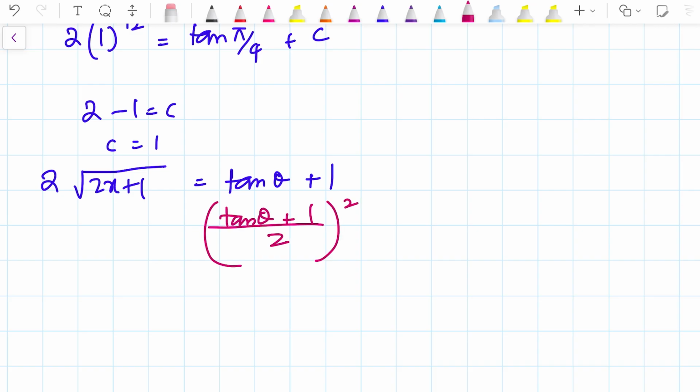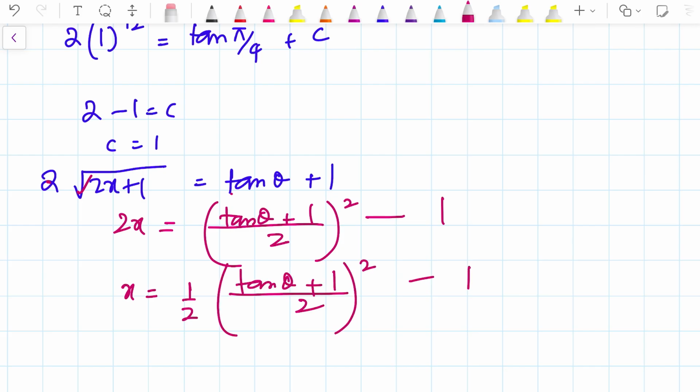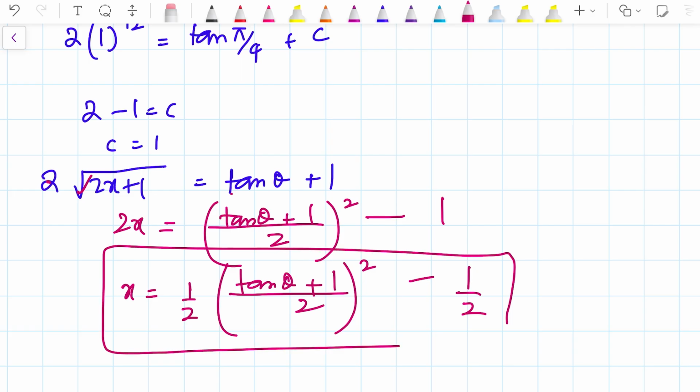There's a whole square on it, minus 1. And so minus 1, basically this goes on the other side and divides. Square root finishes off by putting a square on the other side. This is 2x, so x becomes 1 upon 2. And that's going to be my answer.